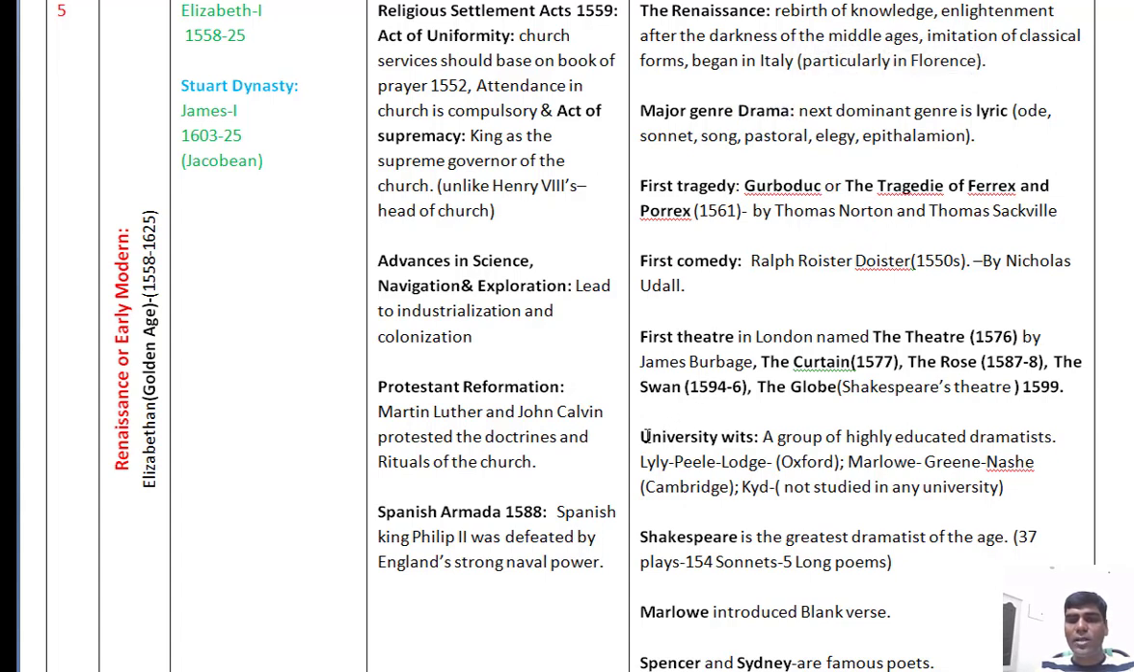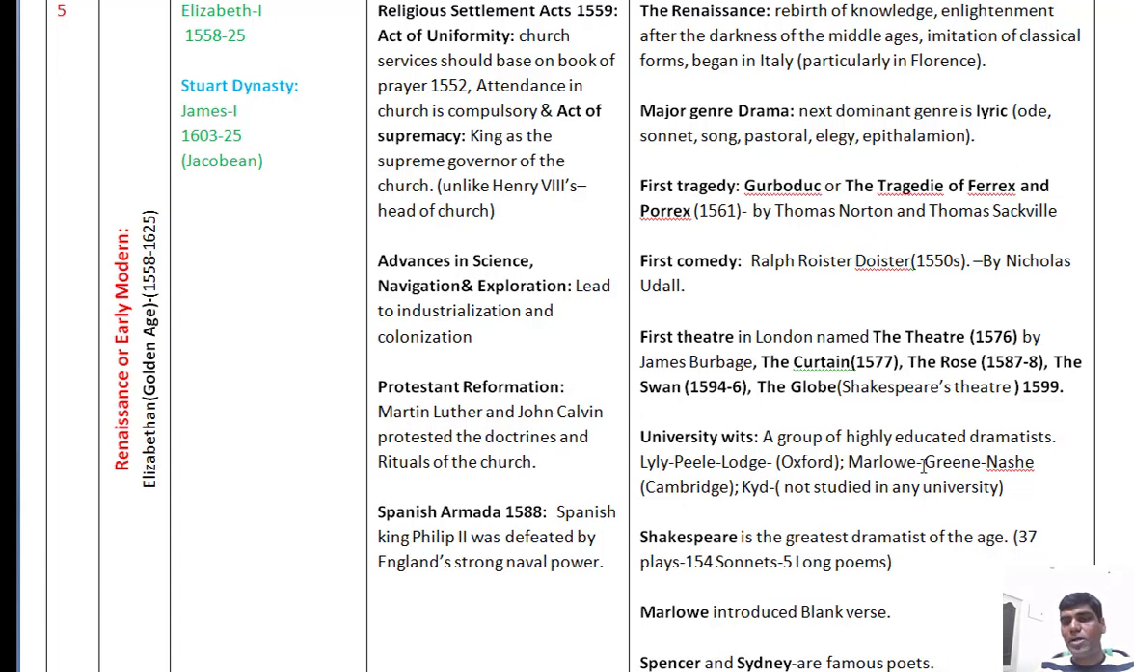So that's why there are several dramatists, particularly a group called the University Wits. It's a group of 7 highly educated people. Lyly, Peele and Lodge, these 3 studied at Oxford University. Here Thomas Lodge's Rosalind is a character that is a base for Shakespeare's character Rosalind. And Marlowe, Greene and Nashe are 3 from Cambridge University. As you know, Marlowe is the author of Dr. Faustus, a very great tragedy, and Robert Greene is the one who criticized Shakespeare as an upstart crow.